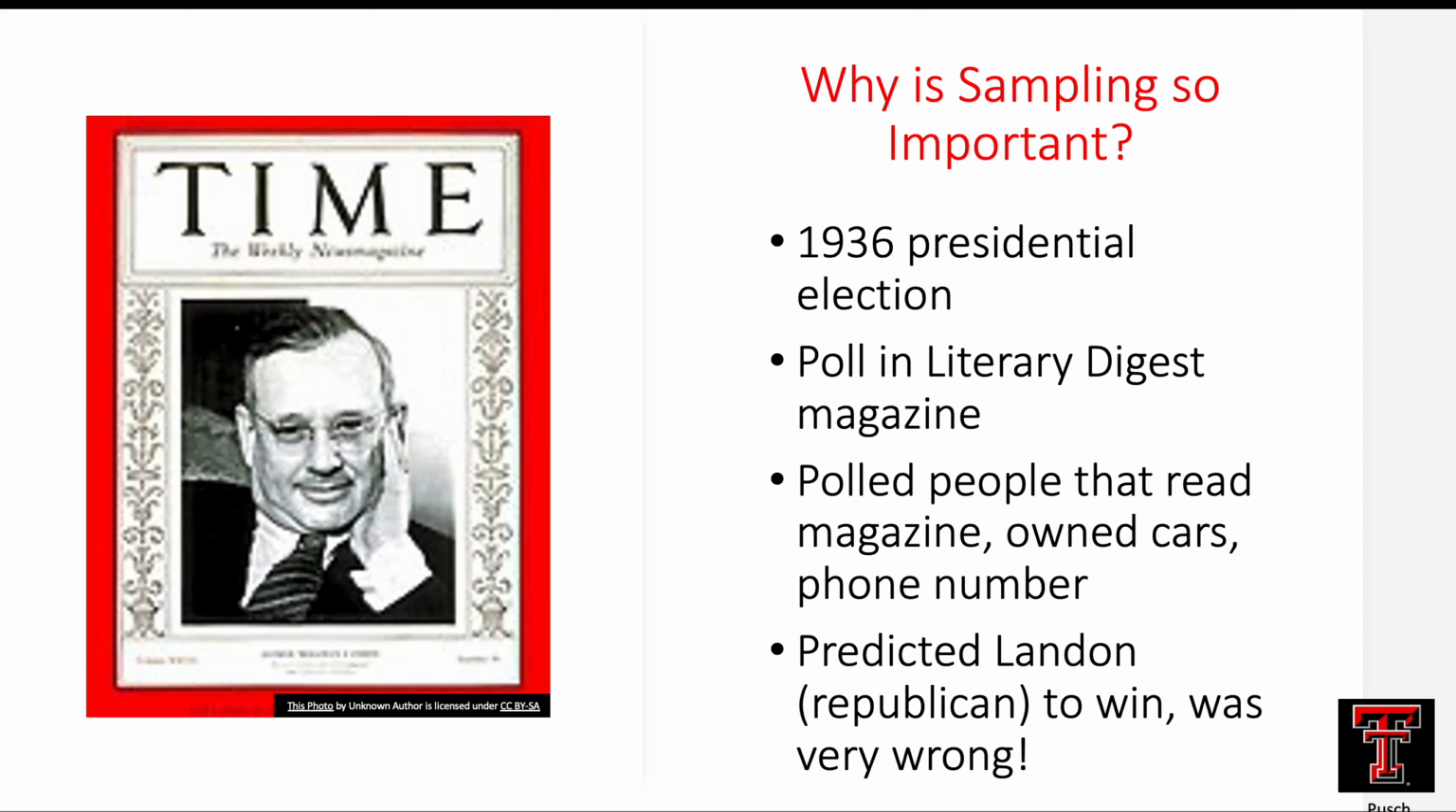So what went wrong? Well, first off, they polled people that tended to be of a higher socioeconomic status than Americans in general. They polled people that read magazines, owned cars, and had phone numbers, where in 1936, these people tended to be of a little bit higher socioeconomic status, and people of higher socioeconomic status tend to vote Republican. So again, this is an example of when sampling goes wrong: you're not going to get an accurate look at your population.